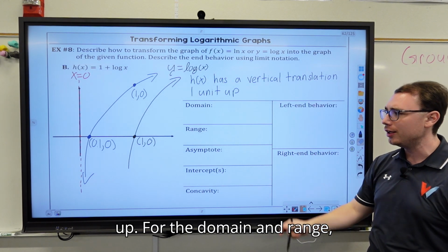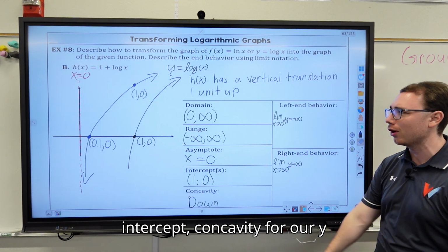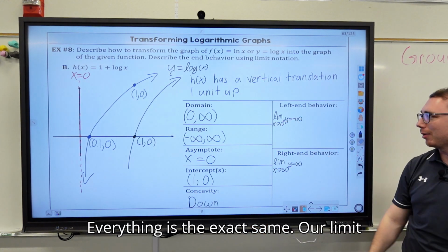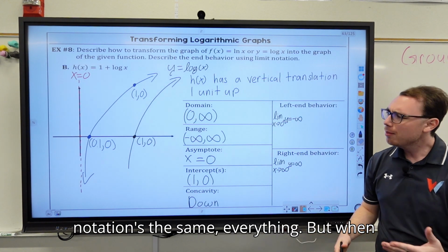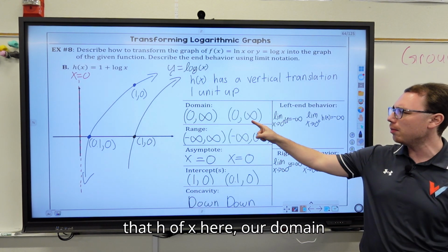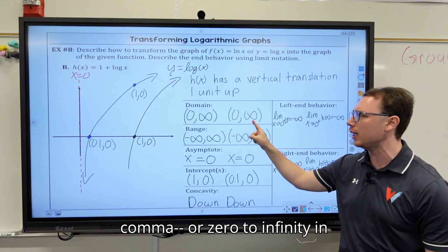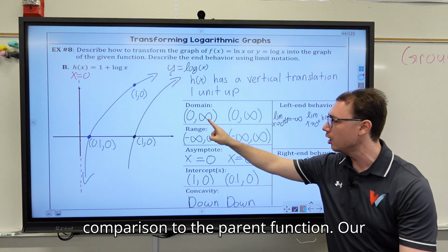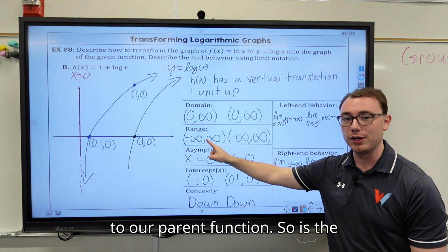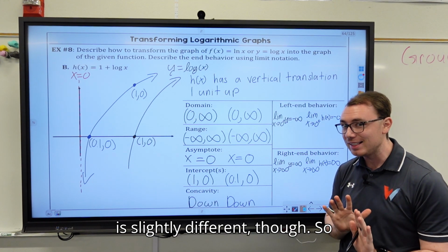For the domain, range, asymptote, intercept, and concavity, for our y here it is all the same as before. Our limit notation is the same, everything. But when we compare it to our new child function, h of x, our domain also stays the same, it's still 0 to infinity, in comparison to the parent function. Our range is also the same in comparison to our parent function. So is the asymptote. The intercept is slightly different though.